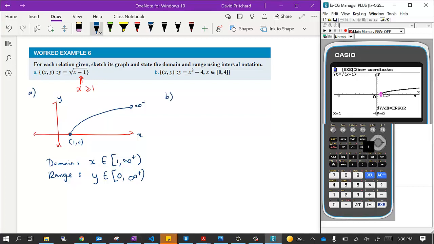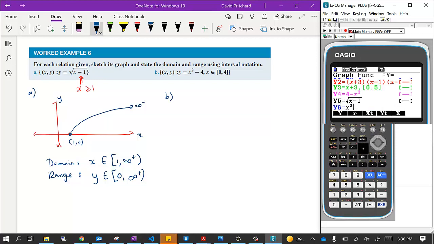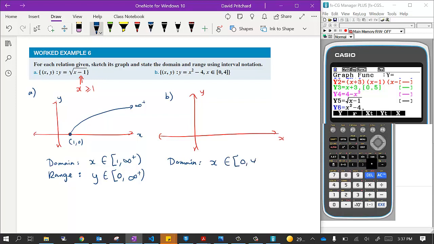When we look at the second one, we can graph that as well. So x squared take away 4. Now the cool thing here is that they give us a stated domain. So even without graphing this, and we'll set that up, x and y, we know that our domain already, because it's stated, is that x is an element between 0 and 4.